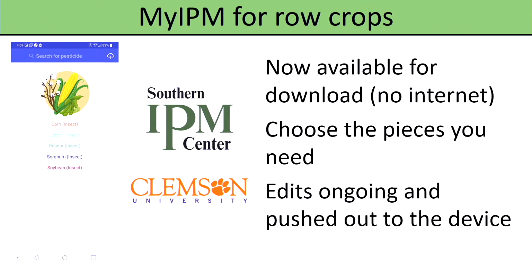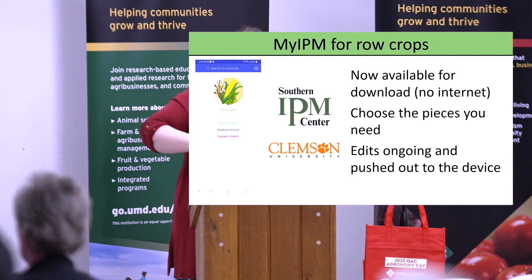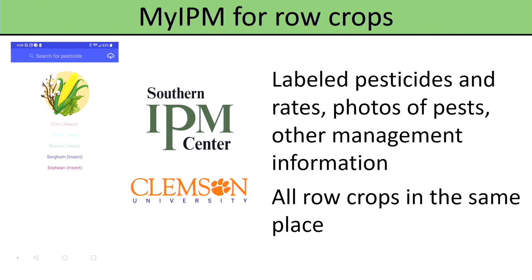I also want to mention a resource that I'm not sure people are familiar with. The Southern IPM Center in Clemson, associated with a lot of us, has developed my IPM app for grain crops. David Owens and I wrote the slug section of this. It has corn and soybeans, as well as peanut and a few other things in it. You can download it to your phone and just download the pieces that you want, and then it's available to you even without internet in the field. Edits are ongoing, so they're pushed out to the device and it gets updated as we update those recommendations. It has labeled pesticides and the rates that you want to use, photos of the pests and other management information, and all the row crops are in the same place.